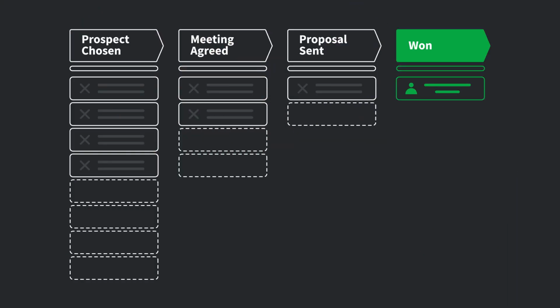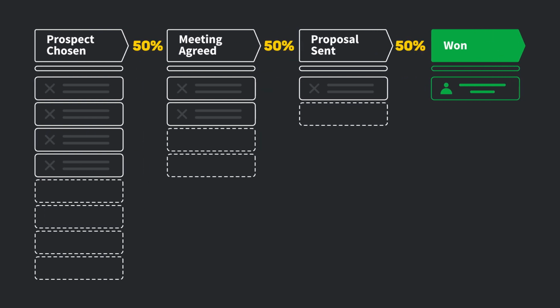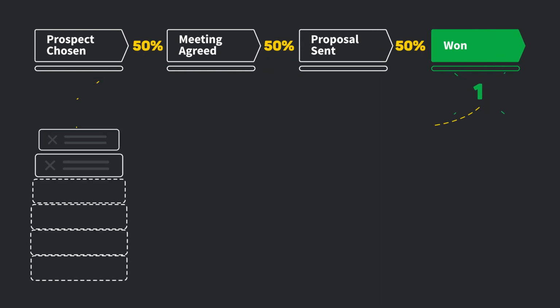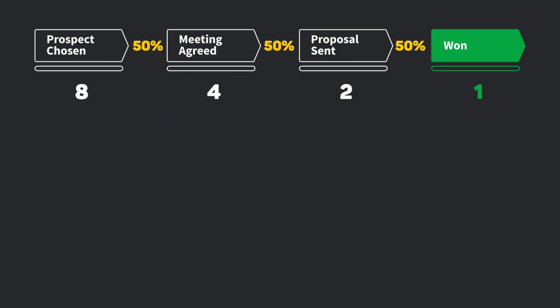In this example, there are 4 stages, and we have a 50% stage-to-stage conversion. So to make 1 sale, I need to approach 8 people. If I want to make 2 sales, I need to approach 16 people. And if I want to make 10 sales, I need to approach 80 people.